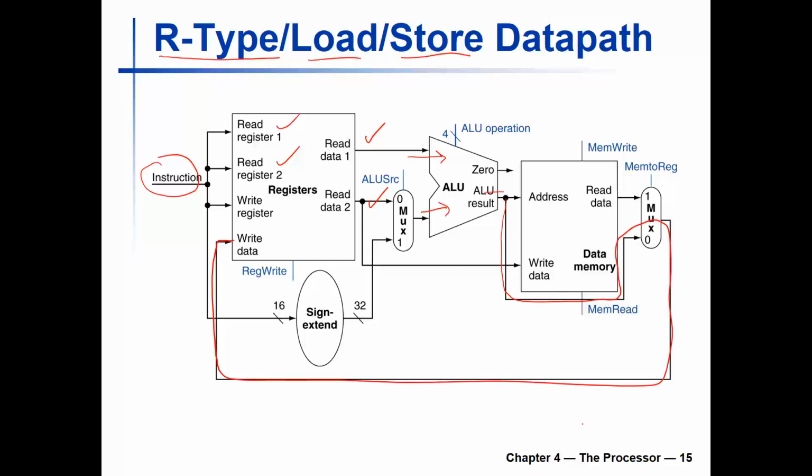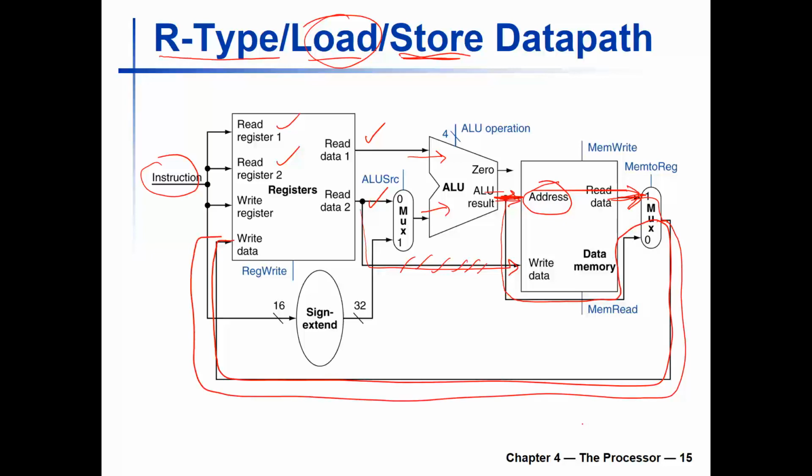Okay, now what if this is a load instruction? If it is a load instruction, then the output of the ALU is the address of the load or the store instruction. Okay, so in the case of a store, I have the data coming to me here. Well, in the case of a load, I don't have any data. I will take my data from the memory, it goes through the mux, and then back to be written to the register file.